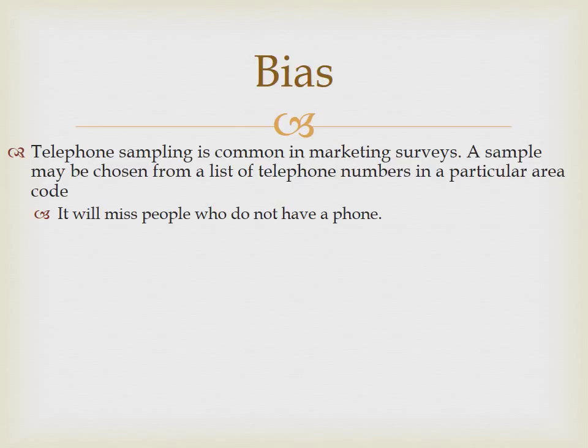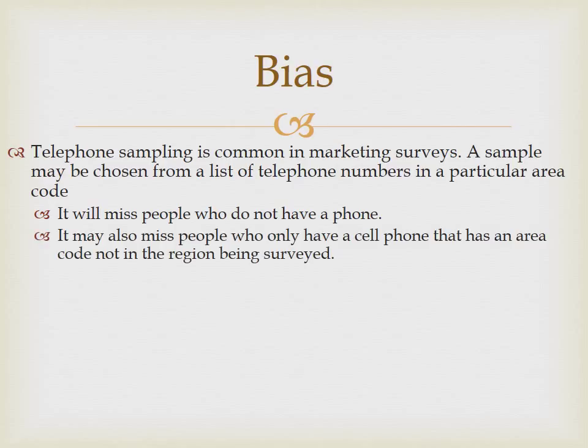For example, it misses people who don't have a phone. So therefore, they're not on the list of phone numbers, and therefore they do not have an equal chance of being selected for this survey, and their opinions then get lost. And so your sample may not represent those folks.